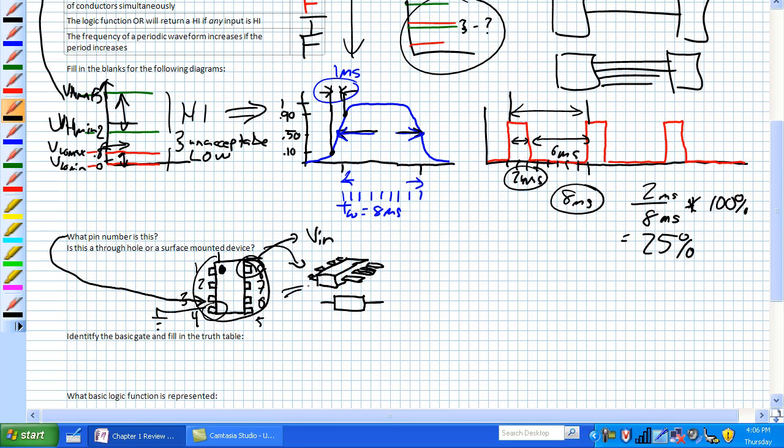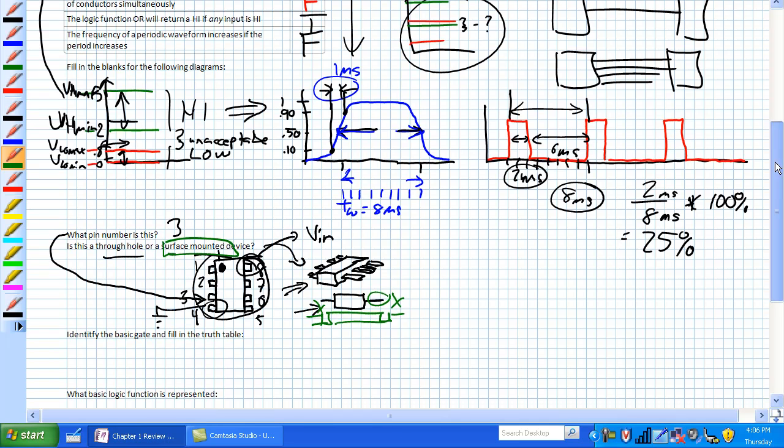But this guy has a side profile that looks like this and a front profile that looks like this. Is that a through hole or a surface mounted device? That one or that one? One of those 3. Well, look at it. It's not going to go through any holes if you put it on a printed circuit board. There's a hole right there. These guys are not going to go in there. So it looks like it is a surface mounted device.